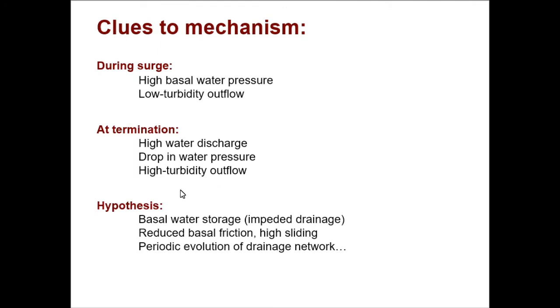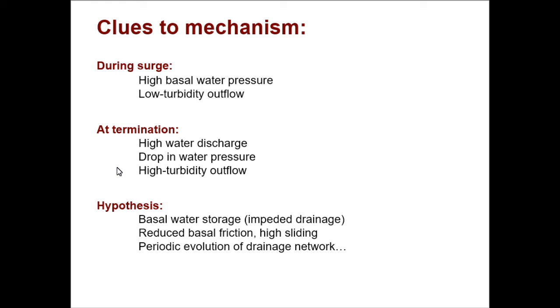Now, the observations revealed some clues that, again, I'm hoping you will be able to think through: what does this mean about what might be causing the surge? During the surge, the basal water pressure was very high. They had boreholes drilled down through the ice to the bed, and the level of the water in the boreholes was very deep. Bits of water that were escaping from the glacier were very clean, low turbidity, not much debris in them. But then at the end of the surge, lots of water came out, the water pressure within the glacier dropped, and the water that was coming out was very dirty, high turbidity.